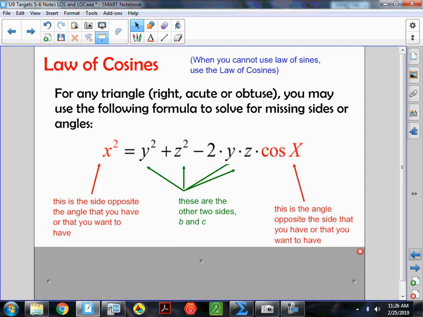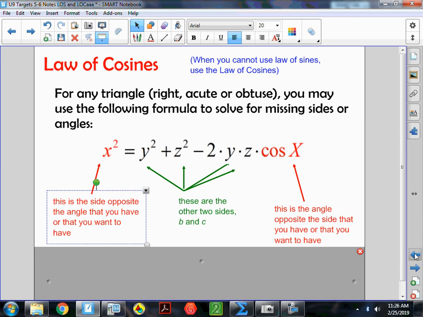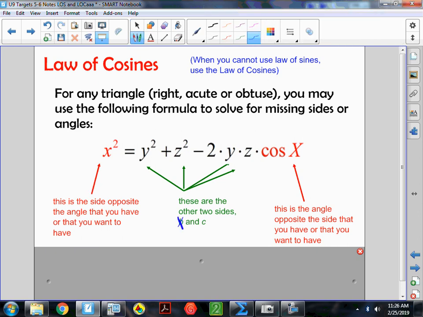X squared at the beginning is the side opposite the angle that you have, or the angle that you want to have. Cosine x at the end is the angle opposite the side that you have or want to have. The y and z's in the middle, and your teachers may have used b squareds and c squareds or whatever, those are just the other two sides. I even said b and c down here. I should have changed that to y and z. So it doesn't matter. It's just the other two sides.